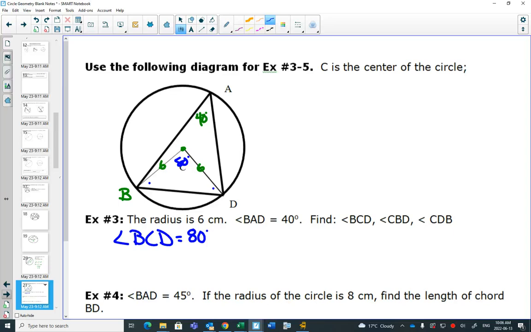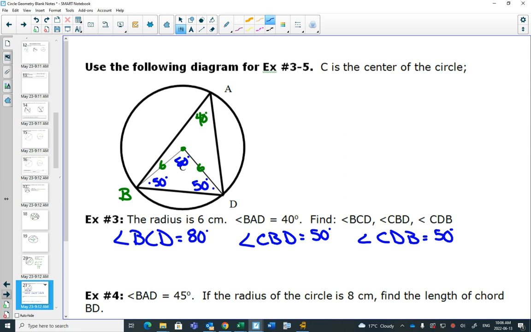Each of them have to be 50 because angles in a triangle add up to 180. And since this one's already 80, that makes 100 left for those two. And since they have to be equal, they both have to be 50. So we can say angle CBD is 50 degrees, and angle CDB is also 50 degrees.